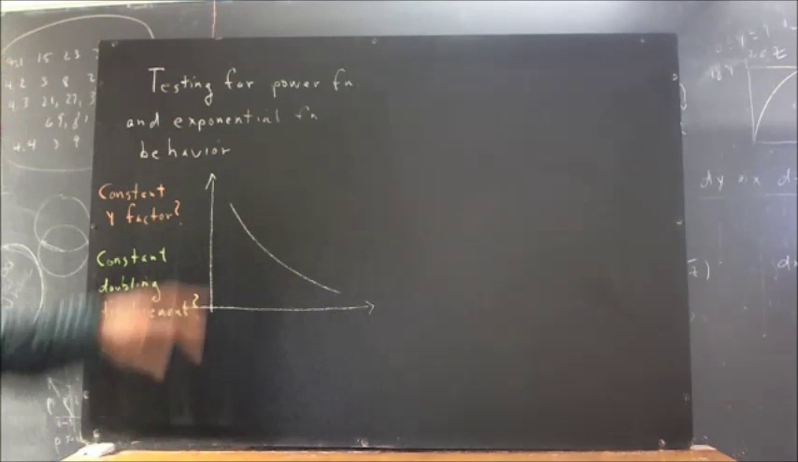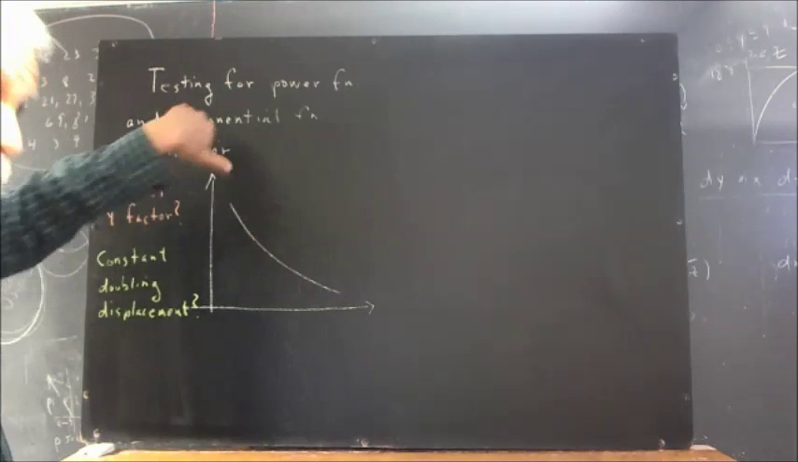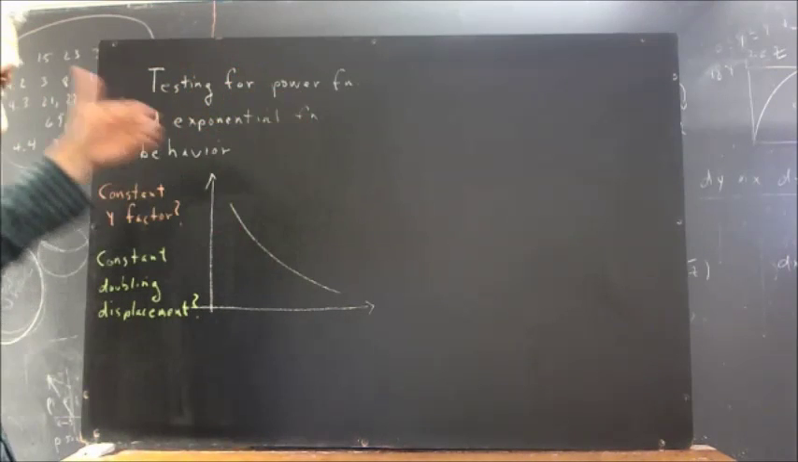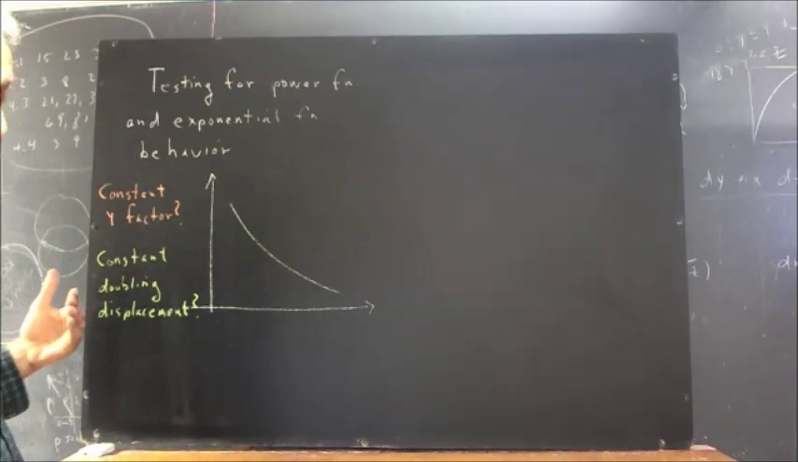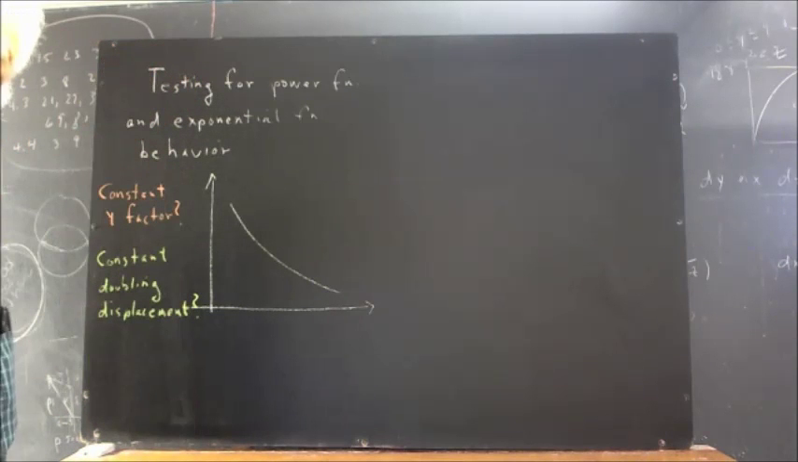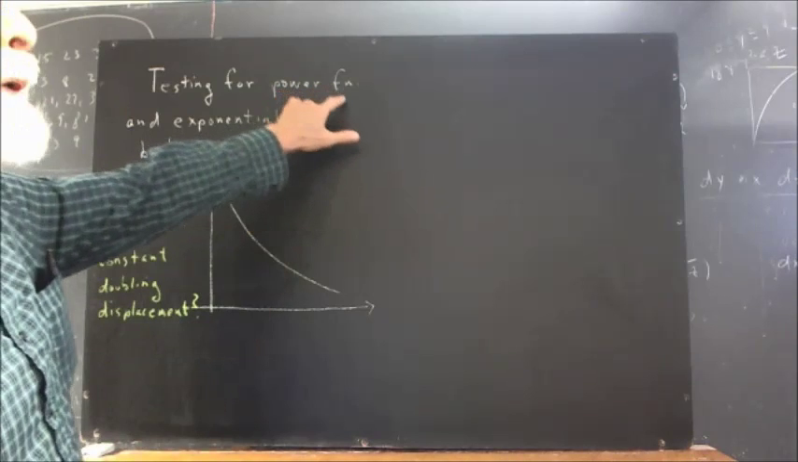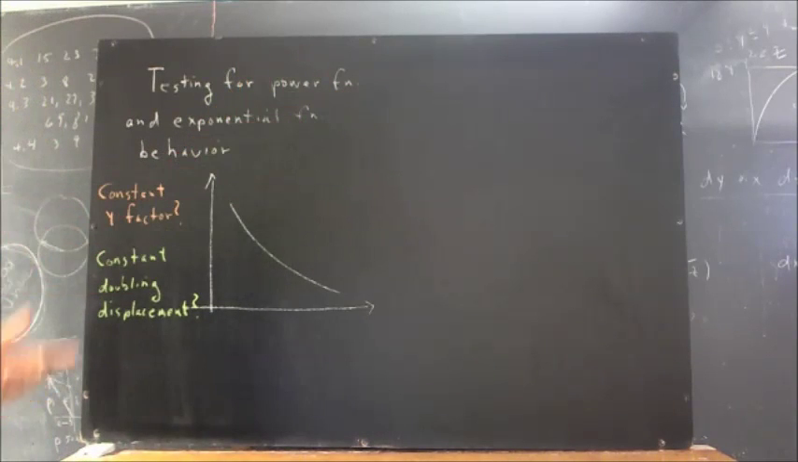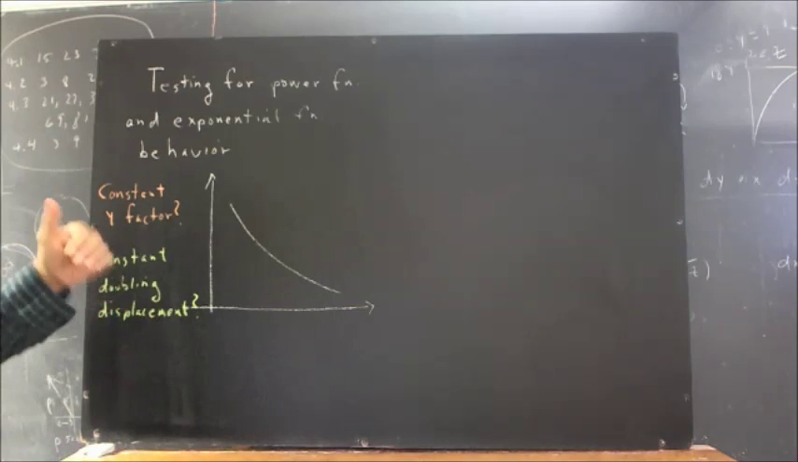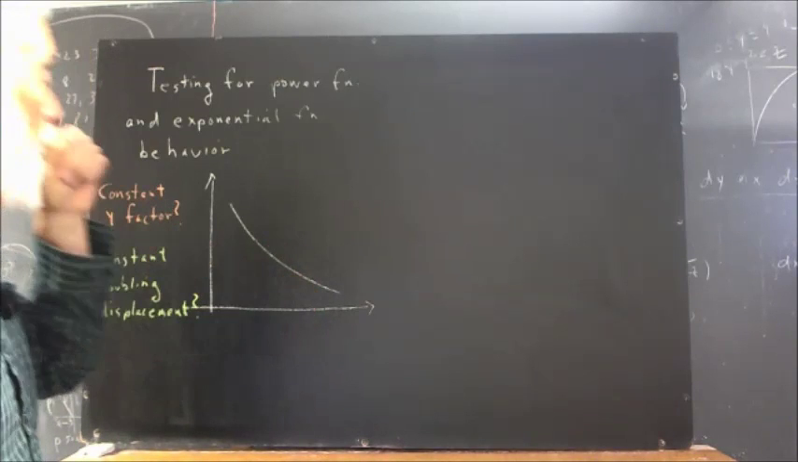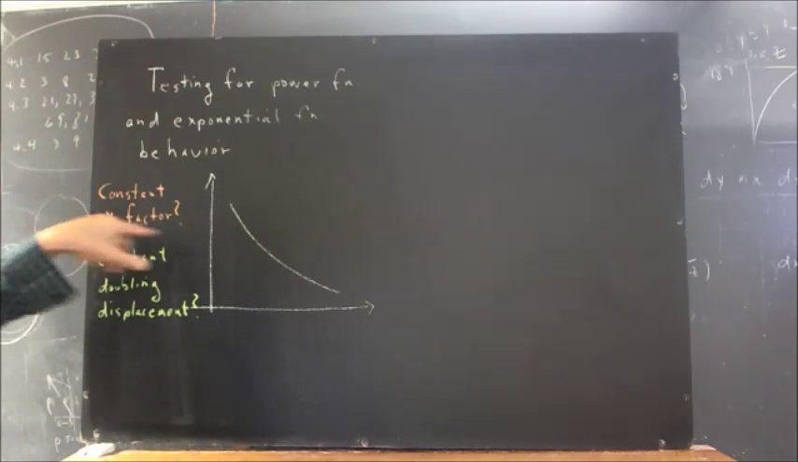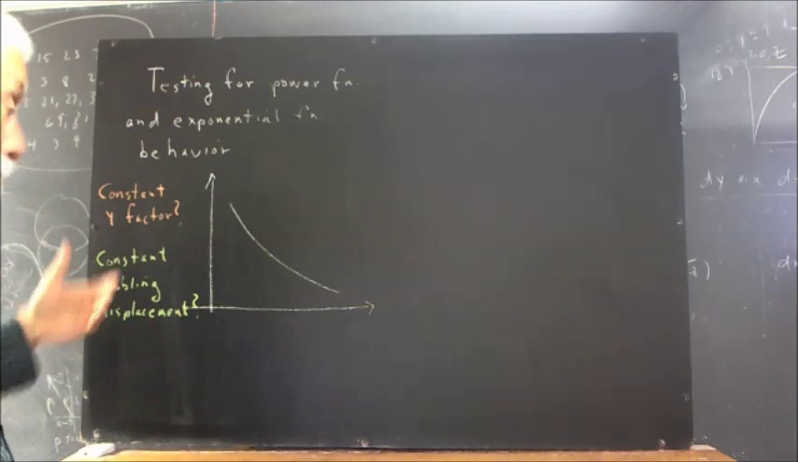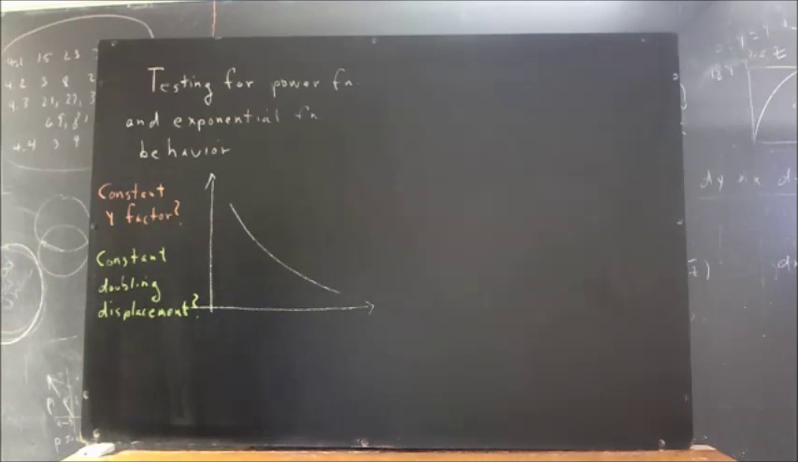Okay, we want to look at how to test a graph to see if it might be a power function or an exponential function. So how do we test for power function and exponential function behavior? Well, we know that a power function has a constant y factor, meaning that if x values double, then the y factor is going to be the same. And the y factor is the ratio of y values.